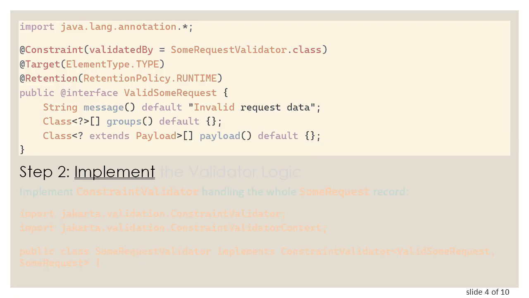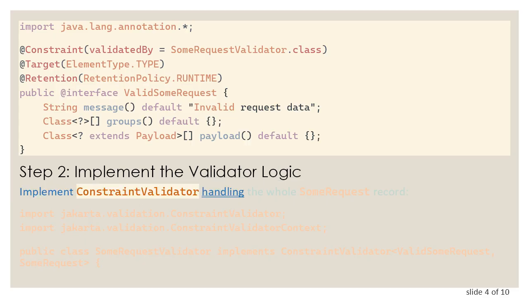Step 2. Implement the validator logic. Implement a ConstraintValidator handling the whole SumRequest record.